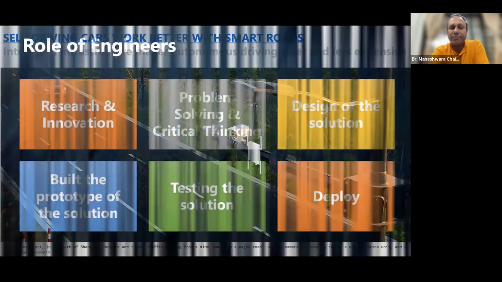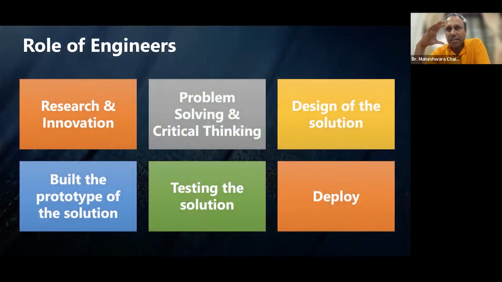And for all the future engineers, what exactly is the role of an engineer? An engineer is not just a software engineer. An engineer is not just a mechanical engineer or aerospace engineer. What exactly do they do? It is primarily research and innovation. Research and innovation, as we saw in the previous slides, it takes almost 10 years to come up with an innovative idea. How you solve a problem and think critically, how you design a solution and build the prototype of the solution. Now, testing the solution is important, and finally, you deploy it.